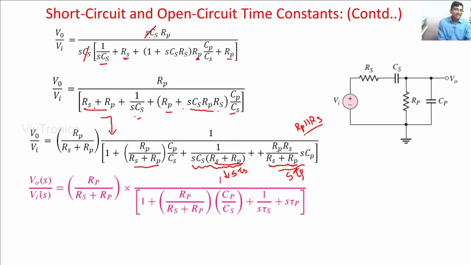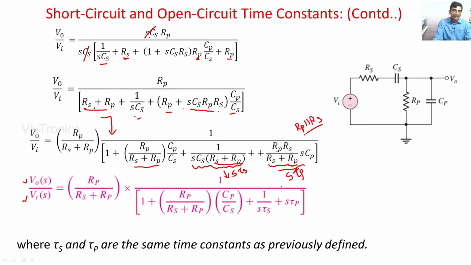Then the above equation can be written as V naught of S divided by Vi of S, which is the transfer function, which is equal to RP by RS plus RP into 1 by 1 plus RP by RS plus RP into CP divided by CS plus 1 by S into tau S plus S into tau P. Okay, that is the exact transfer function of this series parallel circuit. Where tau S and tau P are the same time constants we have already derived.